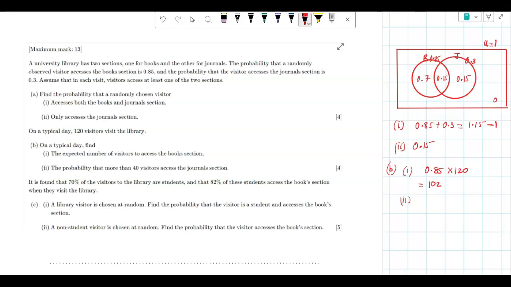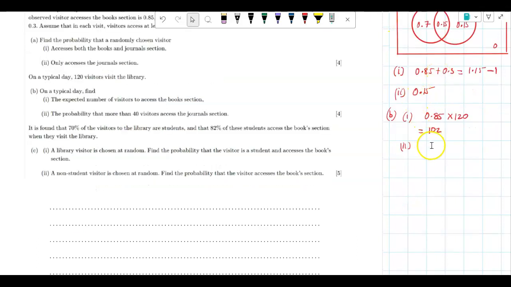But we have to write in symbols also. Probability that more than 40 visitors access the journal section. How will you get more than 40? More than 40 means how many it can be? 120 minus 40. But it's a range, no? This is binomial distribution, technically speaking. You have not done binomial, no? So this is binomial distribution, which you don't have in this unit. Next unit you'll be having it.